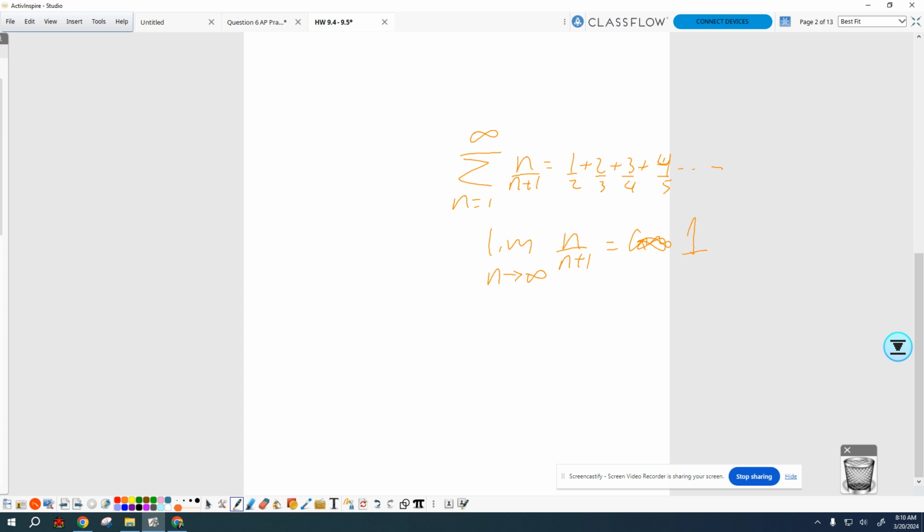Okay. Other questions before I go off on my own? Yeah. With the nth term test, can you use it for power series to find the radius of convergence? Yeah, you can use it for all the things.